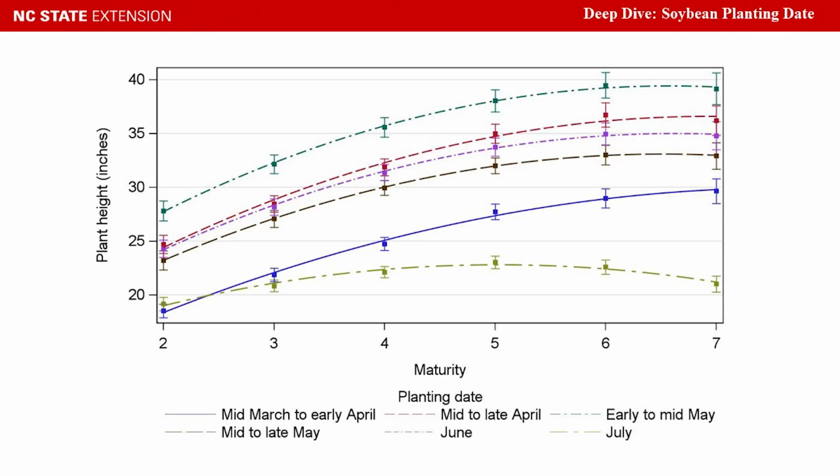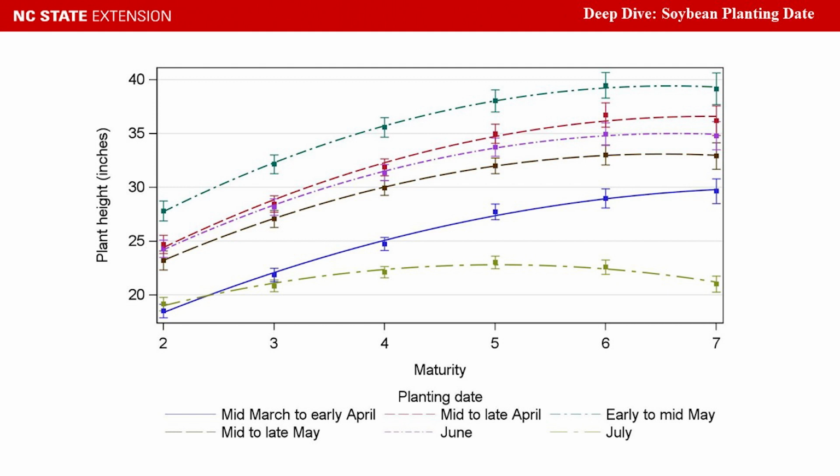Here's some data. On the x-axis, we have our maturity groups. On the y-axis, we have plant height, and these different colored lines represent our different planting dates. So this blue is our mid-March to early April planting date. I think going into this, a lot of us would have guessed those would have been your tallest beans, because you're thinking those are the beans that are going to get the most daylight before they start flowering. But again, we just haven't had the temperatures to drive vegetative growth in those really early planting situations.